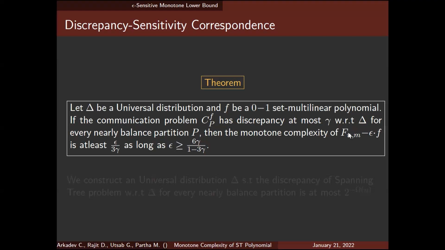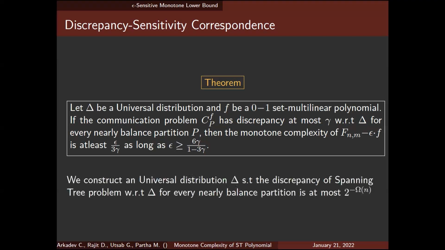The polynomial F_{n,m} is the easy set-multilinear polynomial, that is, the full set-multilinear polynomial that we have already described before. What it states simply is that if we have a discrepancy upper bound like 2 to the power minus Omega(n), then for epsilon at least 2 to the power minus Omega(root n), we can get an exponential size lower bound. And that is exactly what we got here. We construct a universal distribution delta such that the discrepancy of the spanning tree problem with respect to delta, for every nearly balanced partition, is at most 2 to the power minus Omega(n).